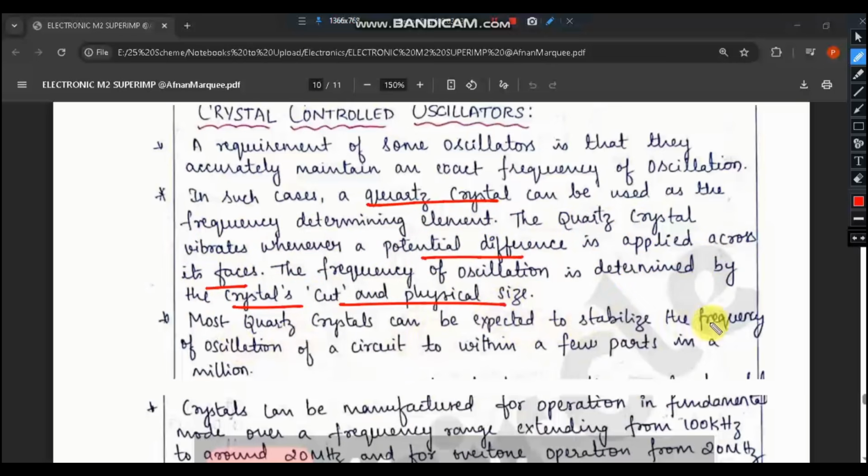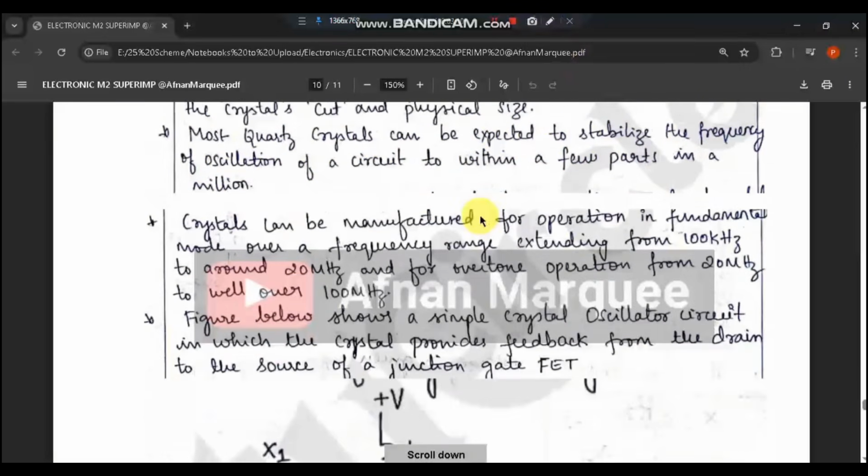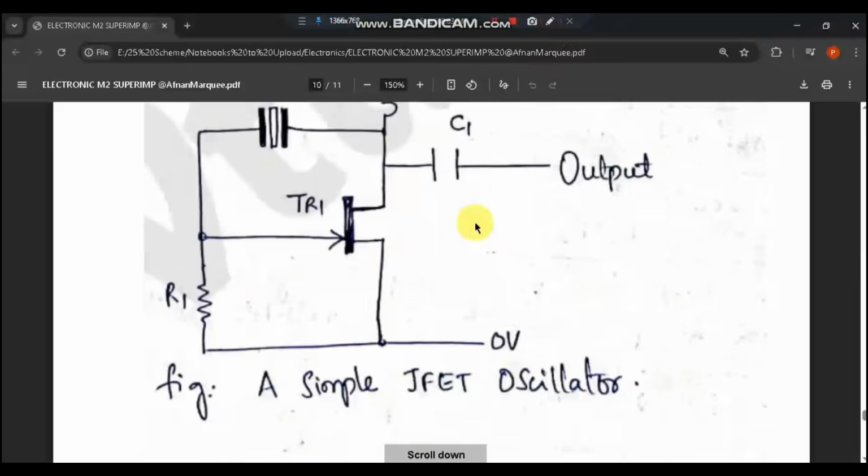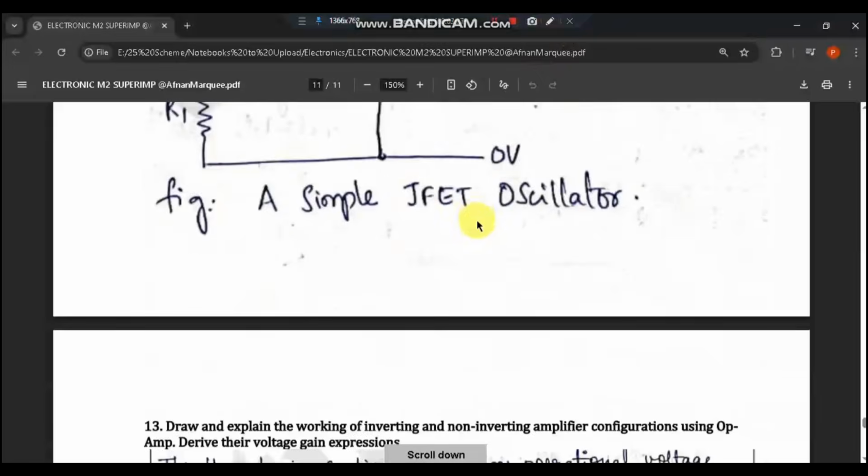Most quartz crystals can be expected to stabilize the frequency of oscillation of a circuit to within a few parts in a million. Okay, so they can be manufactured for operation in fundamental mode, and the frequency range can extend from 100 kilohertz to around 20 megahertz. For overtone operation, it is from 20 megahertz to well over 100 megahertz as well. Okay, and this is the diagram which you need to make. Okay, a simple JFET oscillator.